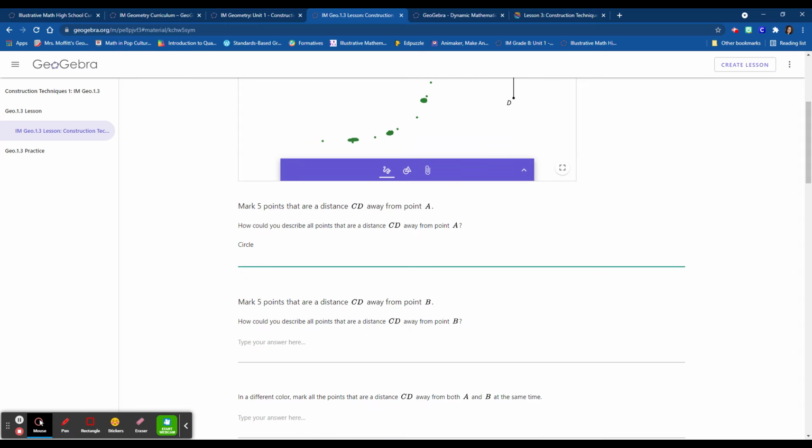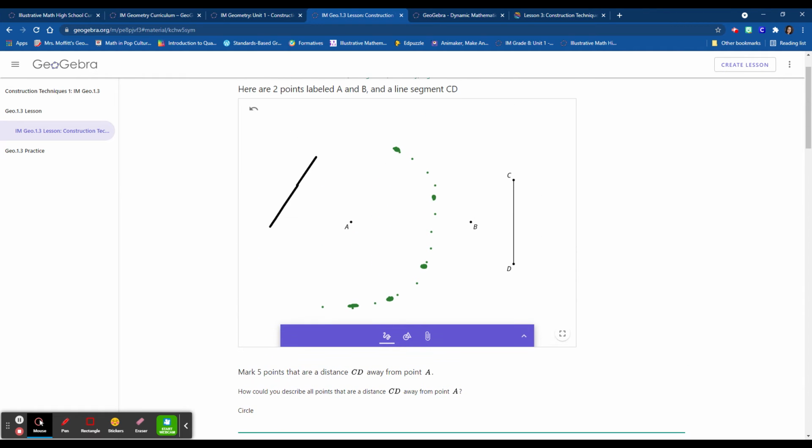We're going to do the same process. We're going to mark 5 points that are a distance of CD, but this time away from point B. I already have the length of CD measured out here using my different tools. I'm just going to do just like we did with A, and mark 5 points that are the same distance away from point B. Okay, so here are my 5 points that are all the same distance of CD, but this time away from point B.